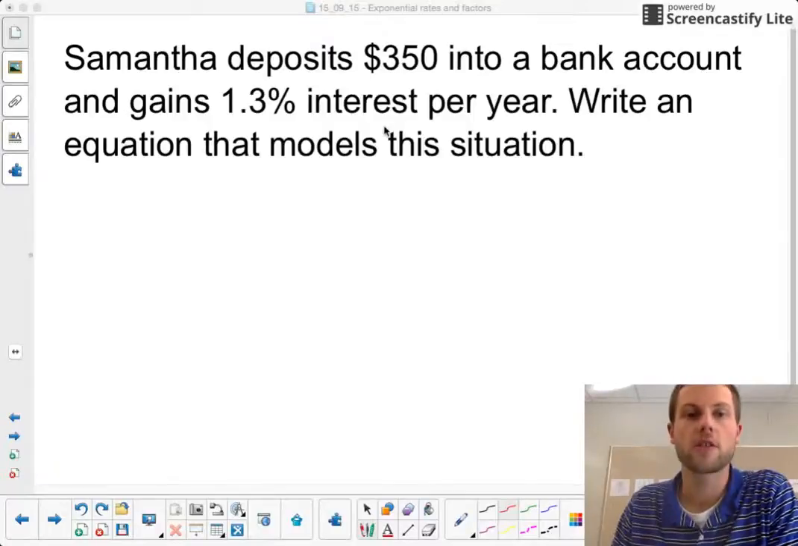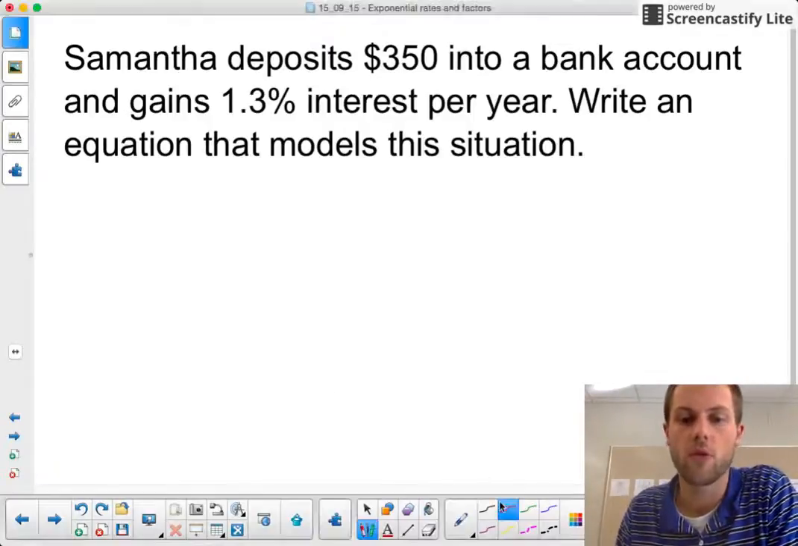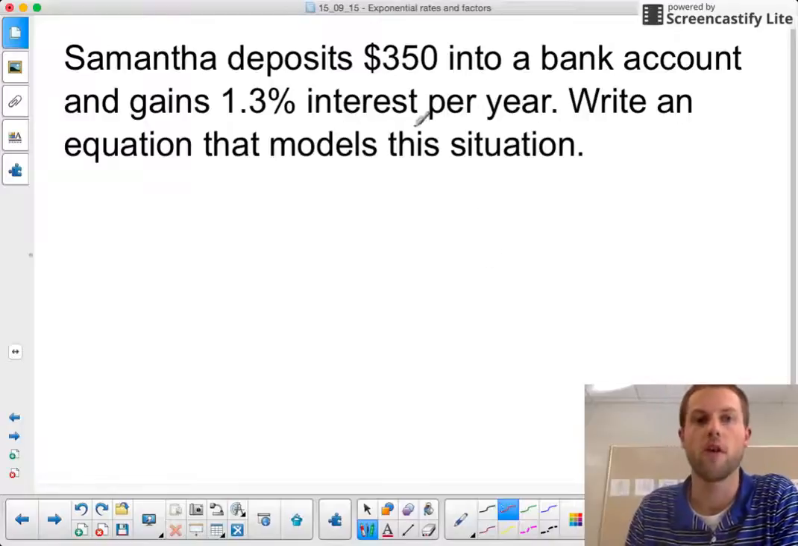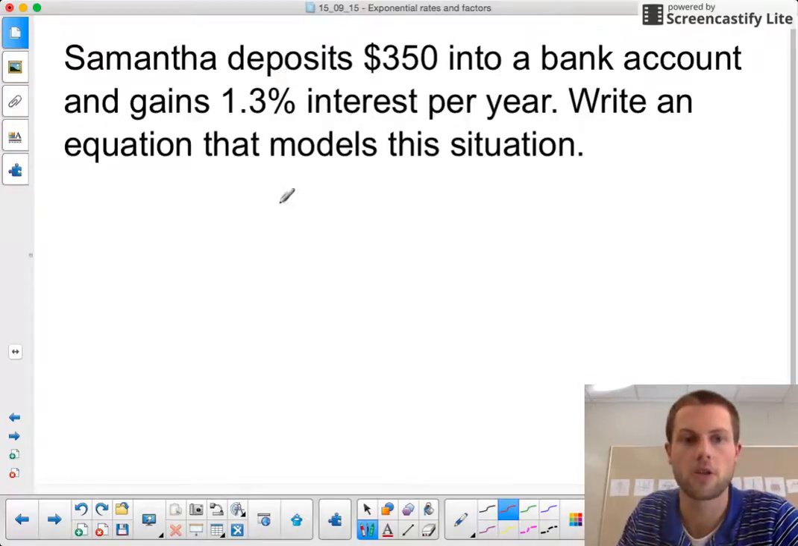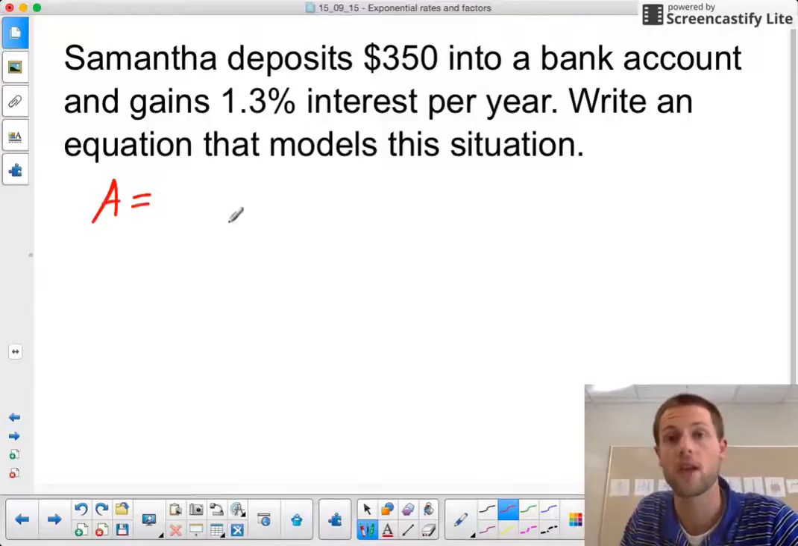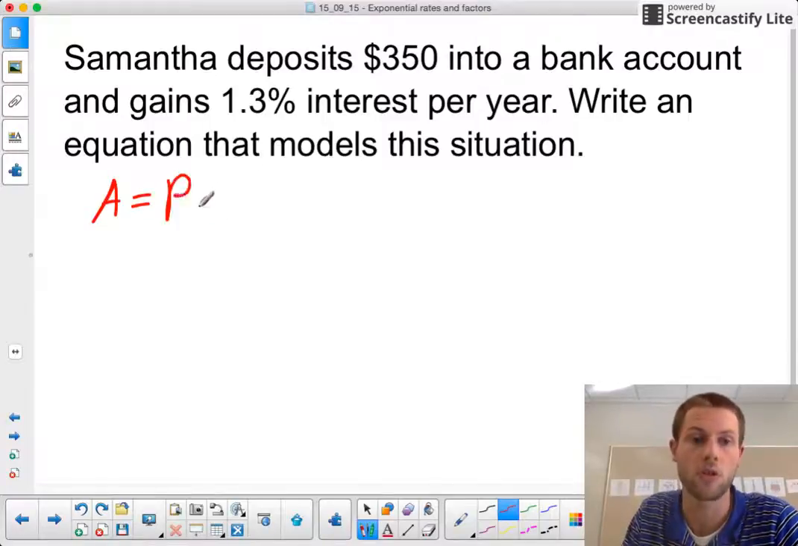All right, for this scenario, we want to try and see if we can create an equation based off of the information given in this little word problem here. That's all we're doing, just making an equation, setting this thing up. So let's first start off with a reminder of what our growth and decay exponential equations look like.